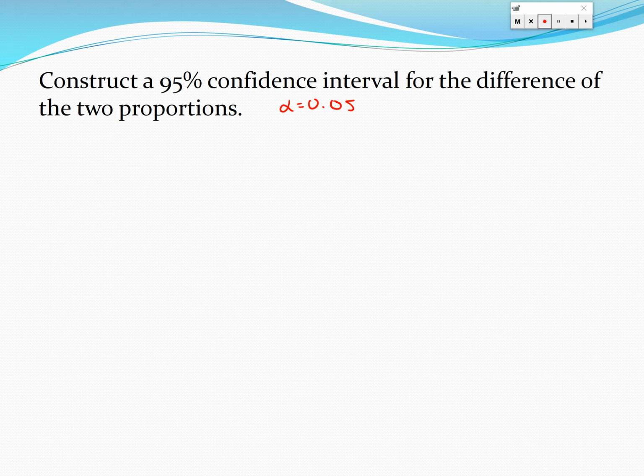All right, so to find this, we have our p hat sub 1 and p hat sub 2, but the other pieces we need are q hat sub 1 and q hat sub 2. We do need those pieces for the confidence interval. So 1 minus p hat sub 1 was 0.312, and then 1 minus p hat sub 2 was 0.29.